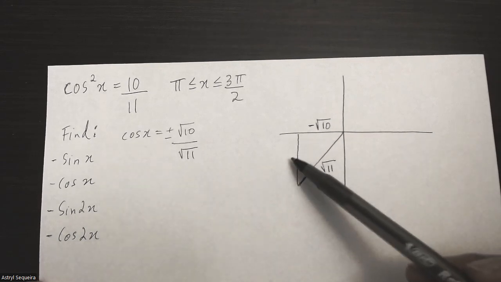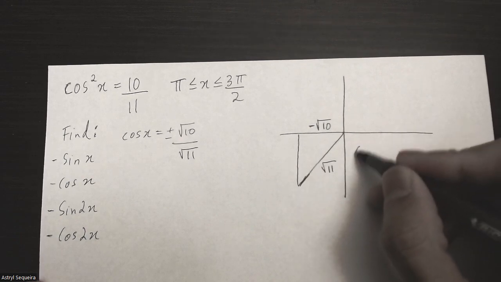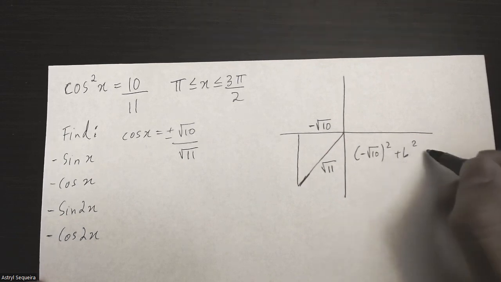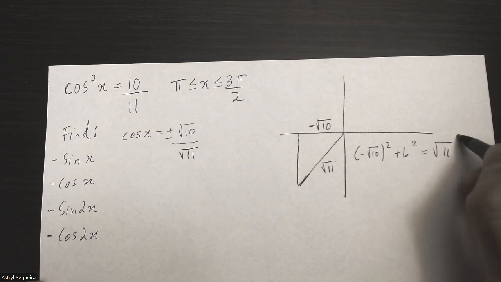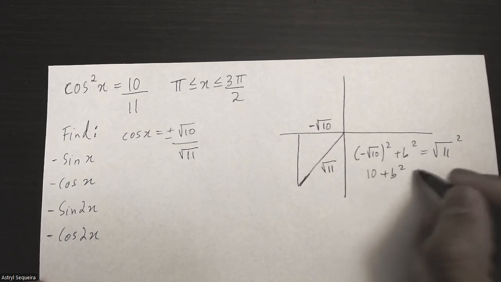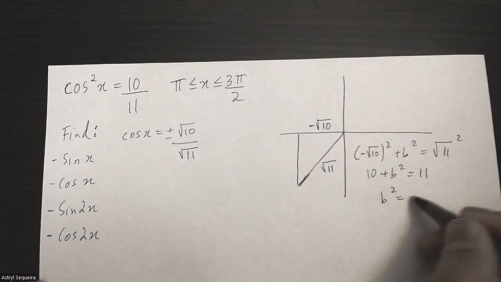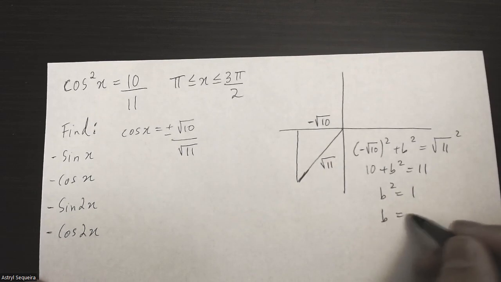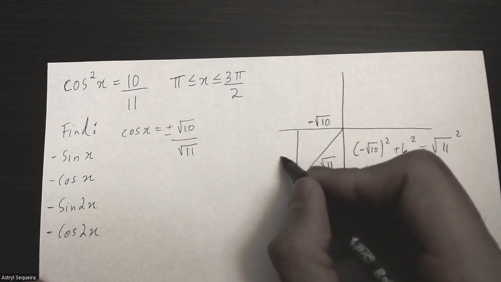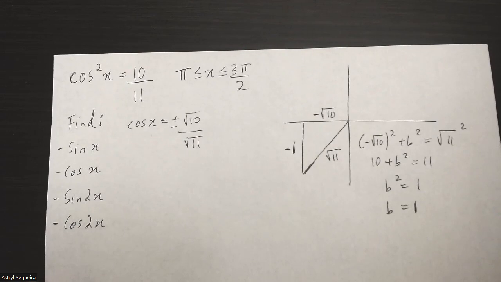Next, I want to find this opposite side over here. I can use my Pythagorean theorem. So negative root 10 squared plus b squared equals root 11 squared. Negative root 10 squared is just 10. 10 plus b squared equals 11. Subtract that on the other side, so b squared equals 1. If I square root 1, I'll just get b equals 1. So my opposite side here is just negative 1 because this is the negative y-axis.